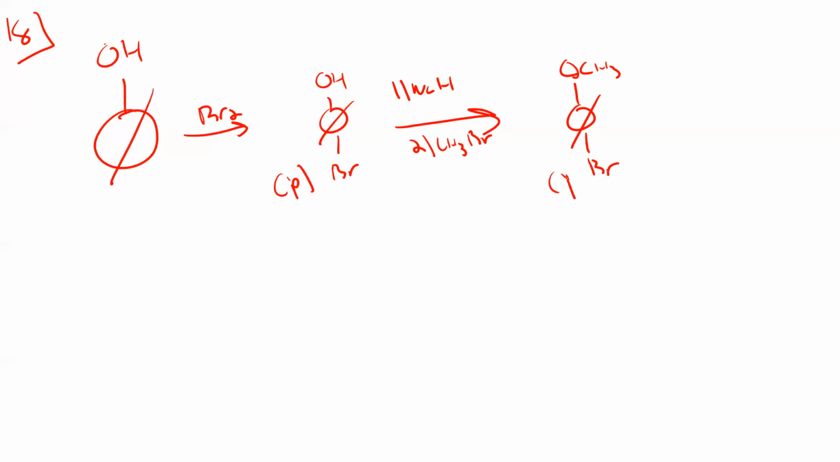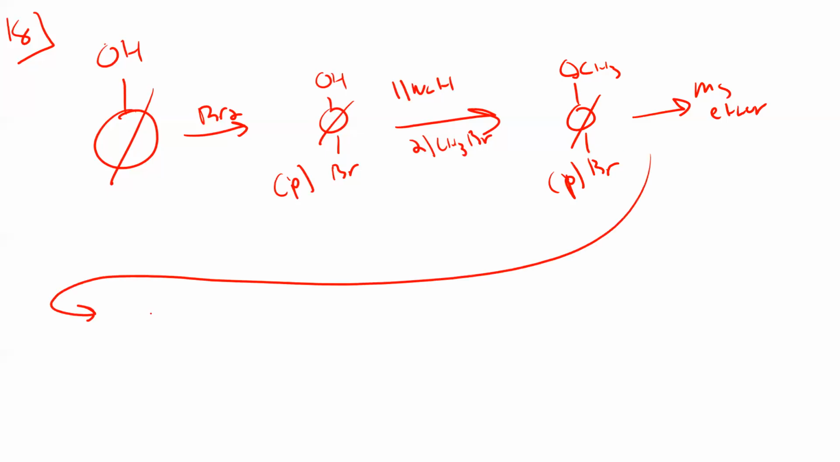Again, this is in the para position. I'm just going to indicate that with a P. Now, when we add the magnesium in the ether, we're creating our Grignard reagent. So let's come down here. We'll draw this one out since they want it to be drawn out.